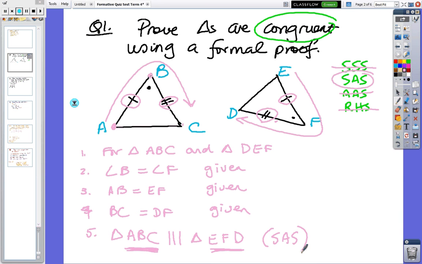So the proof has to have 5 lines: introduce, and then the next 3 lines are to do with the 3 letters of your proof, and then the last line is just the conclusion with the reason. Okay, so that's our proof's done.